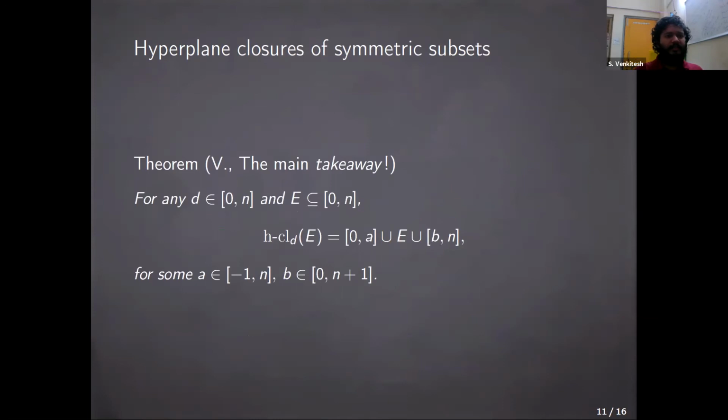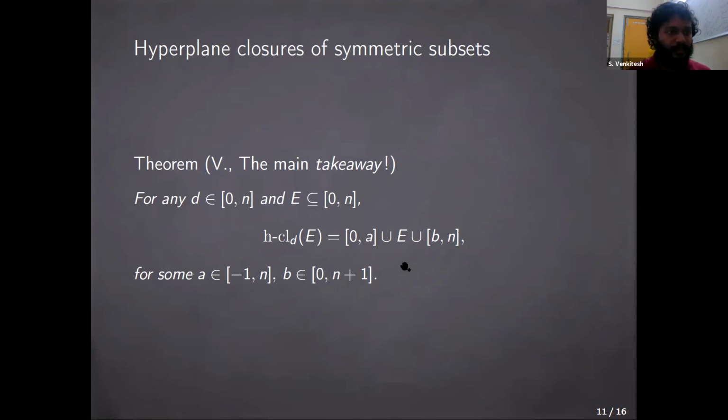So where are we? Before we do anything, the main takeaway from this talk, if you do not follow anything else, should be this. For any degree D and for any symmetric subset E, the hyperplane closure corresponding to degree D for E will have a certain structure. It will be E along with certain initial layers and certain final layers. The degree D closure will always look like 0 to A, union E, union B to N for some A and B. Each of these initial or final segments could be empty, which is why A could take the value -1 and B could take the value n plus 1.